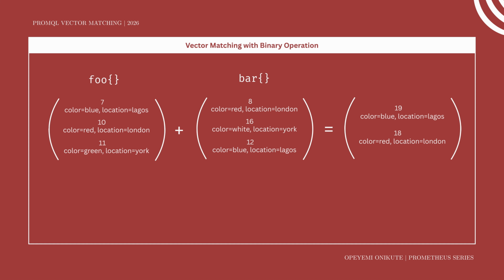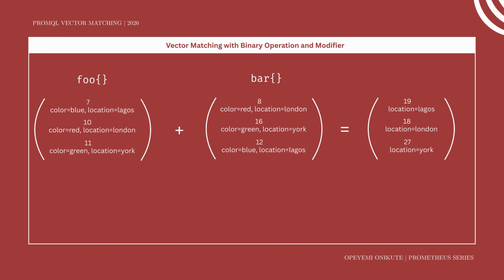We have two vectors that need to be added to each other. In this case, PromQL will look for a single matching element on the right for each element on the left. Matching is done by comparing all the labels. They must have the same names and values. The result here is a new vector containing only two time series, the addition of the vector matches. The time series without a match are dropped from the results. This is an example of one-to-one matching. One element on the left matches a corresponding element on the right.